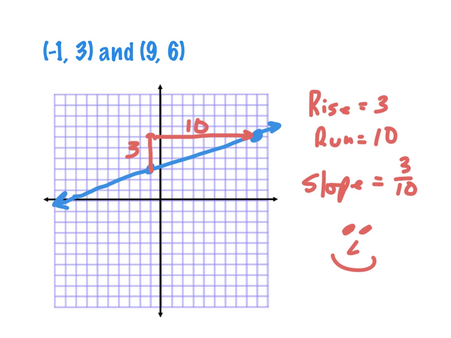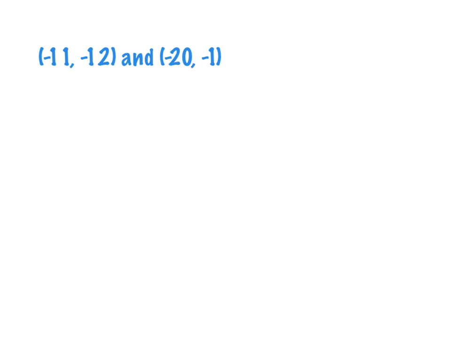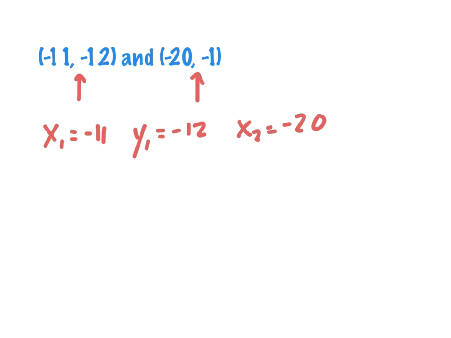And now I'll show you one more calculation where we find the slope of a line passing through 2 points, and we don't have to draw a picture. So once again, we want to find the slope of a line passing through these 2 points. We're just given their ordered pairs. So we call this point right here x1, y1. We call this point right here x2, y2. You will list out those values. X1 is negative 11. Y1 is negative 12. X2 is negative 20. And Y2 is negative 1.